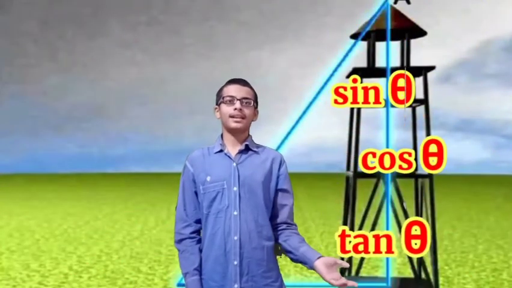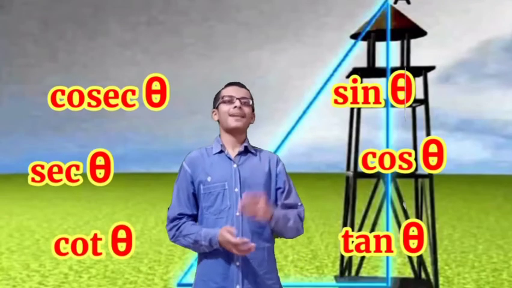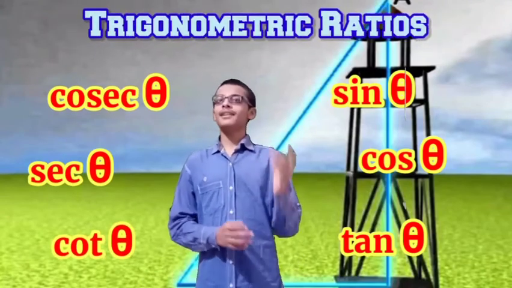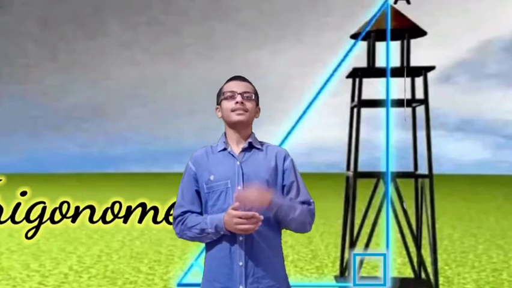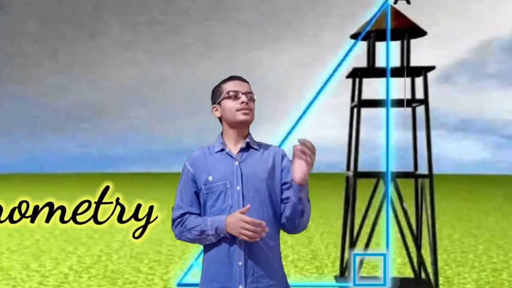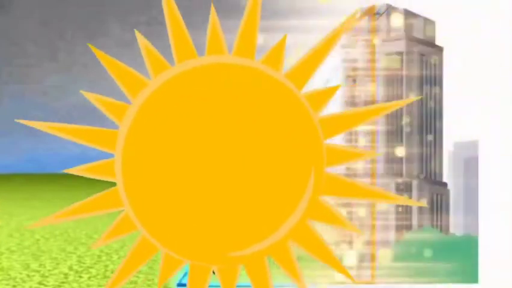Sine, cos, tan, cosec, sec, cot. Yes, I am talking about trigonometric ratios. Trigonometry is a pretty interesting topic. Wherever you have a right angle, you can form a right triangle and therefore use trigonometric ratios to find the desired side. So, let's take up some examples of trigonometry.